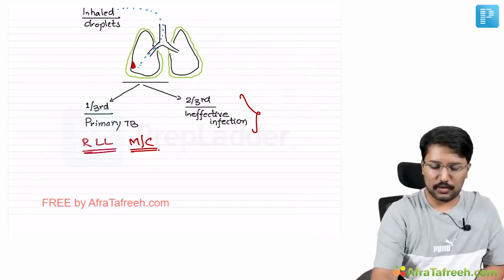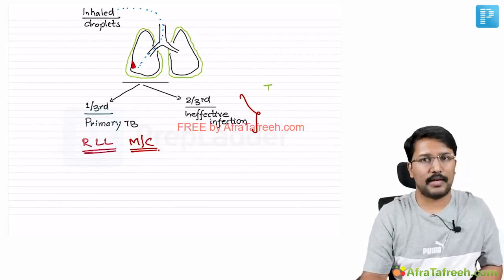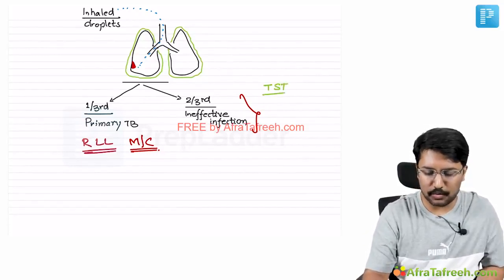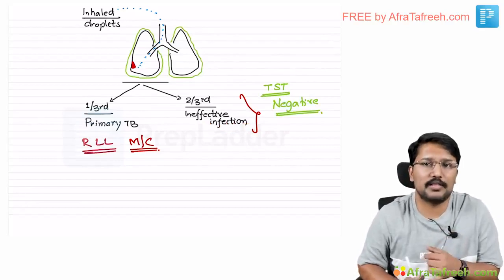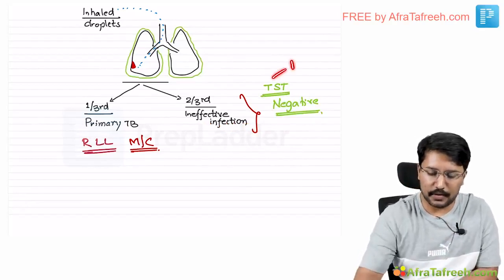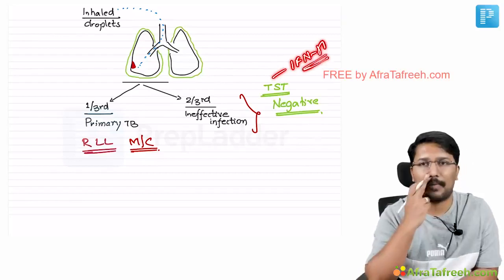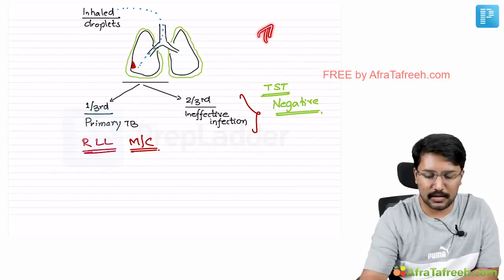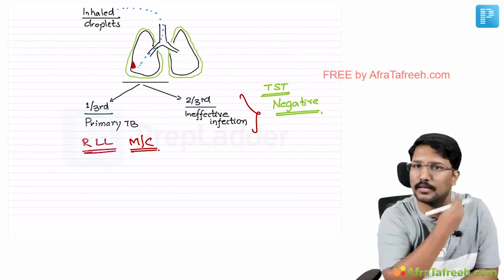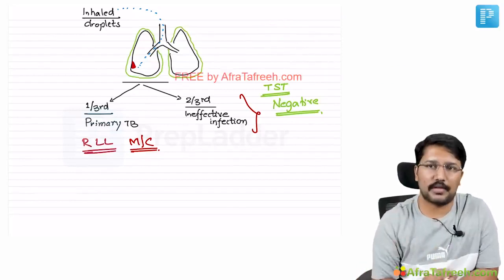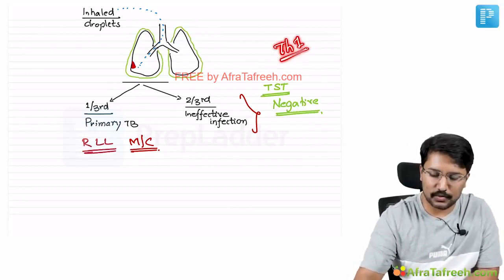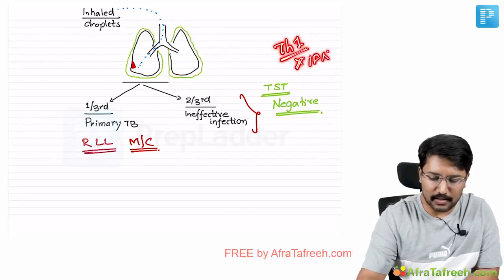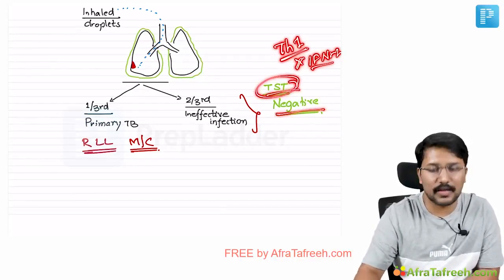So what is the important thing to know about ineffective infection? These patients who have ineffective infection are usually TST, or tuberculin skin test, negative. Why are they negative? Because this tuberculin skin test is basically testing what? It is testing our interferon gamma release, right? Interferon gamma release comes because of what? Th1 cell response, right? So if there is no immune mechanism trigger, if there is no granuloma formation occurring, then there is no Th1 cell response, so there is no interferon gamma release. Thus your TST skin test will be negative.